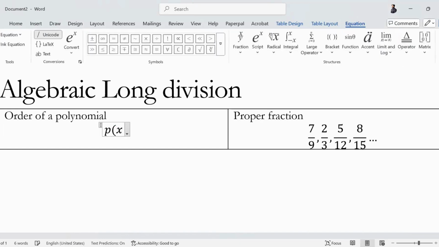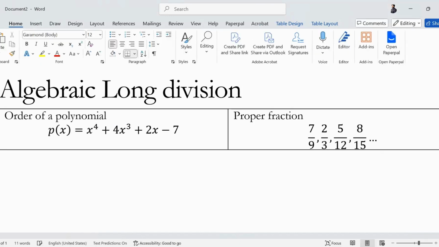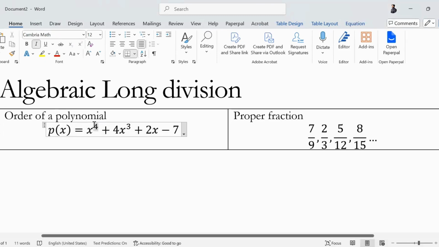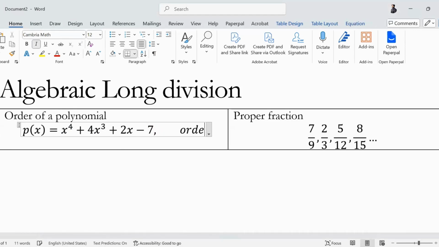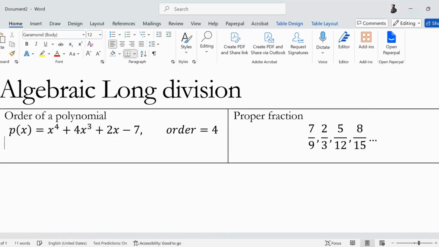So for example, I am calling this a polynomial of x: x power 4 plus 4x cube plus 2x minus 7. Now, what is order of a polynomial? Order is the maximum power of the variable that is in the polynomial. That is called order of the polynomial. So what is the order of this polynomial? Order is 4. So order is the maximum power of the variable in a particular polynomial. That is what is called order of the polynomial.